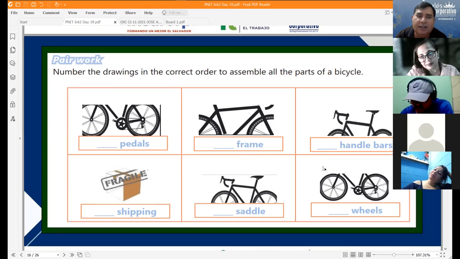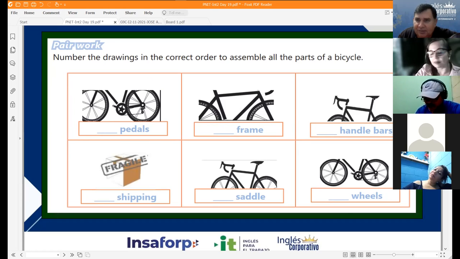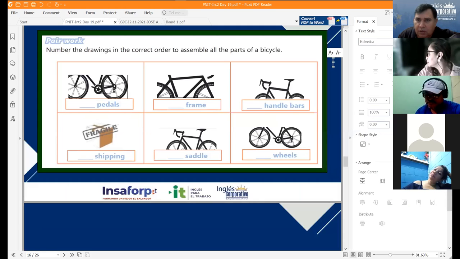What is the first thing that you put together? Frame. The frame, right? Yes, because that's where you're going to put the tires. So let's say frame is number one. I'm going to change the color because this is white. I was lazy and I didn't want to do it all again, so I only took a picture of it. Okay. Let me see.